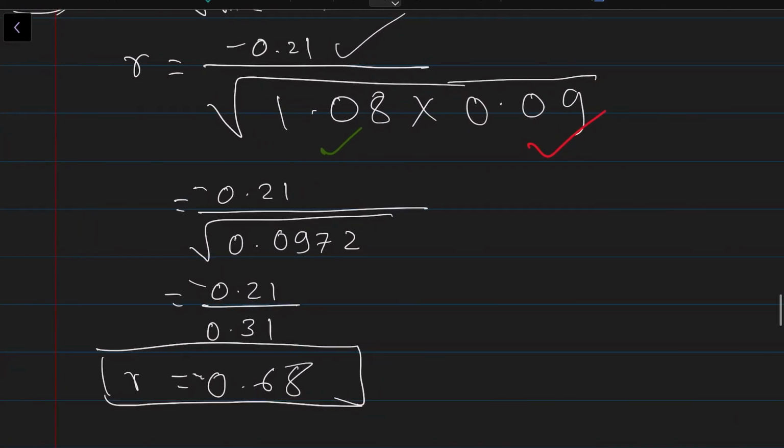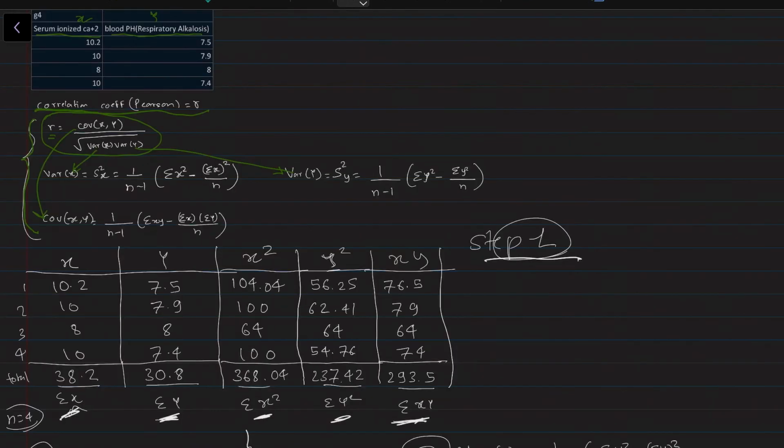So our final answer is negative 0.68 Pearson correlation between x and y variable. So that's it.